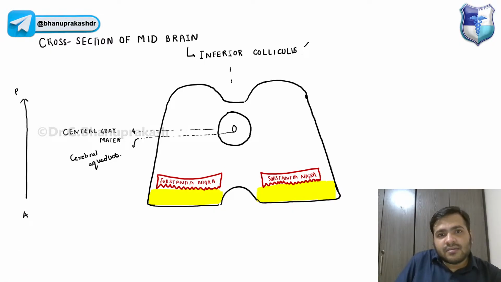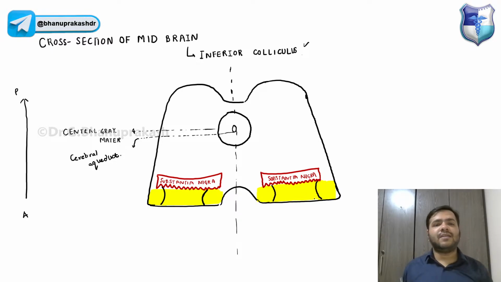Let us suppose that this is the midline of the body. So the part which is closer to the midline will be the medial part, and the part which is away from the midline will be the lateral part. So we have the medial part and we have the lateral part.